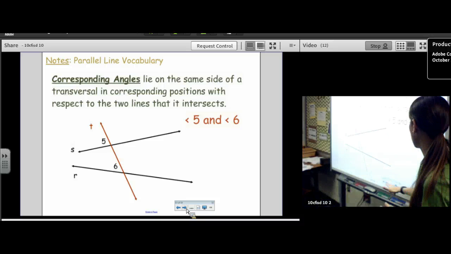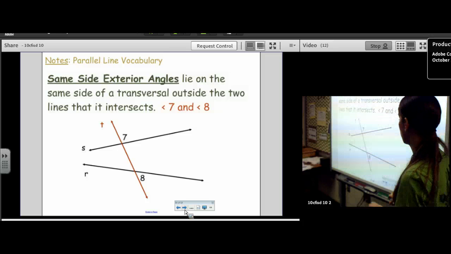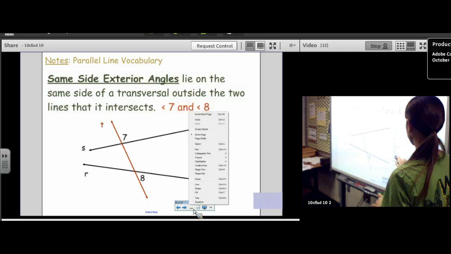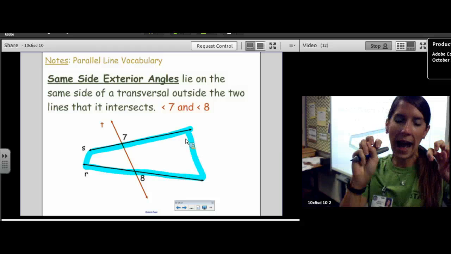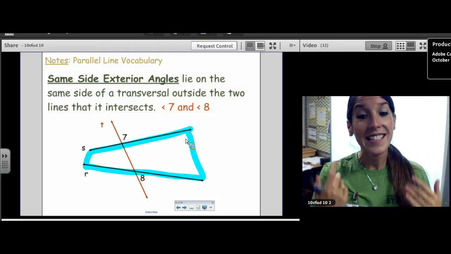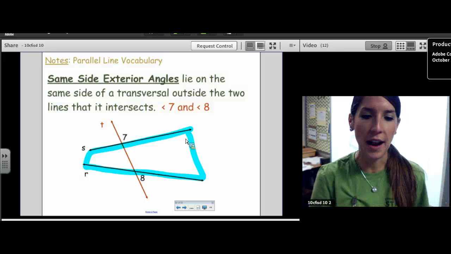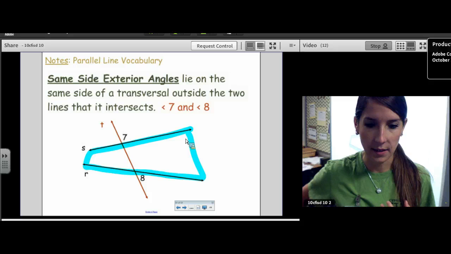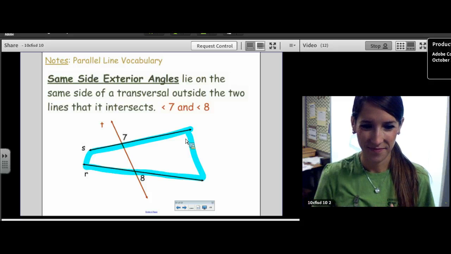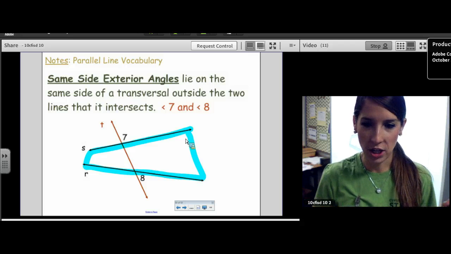Now we'll get back to the formula that we were using. The next one is same side exterior angles. Because you notice what I changed? On this one, if I draw my quote-unquote house, if I connect my lines, 7 and 8 are now outside. So they're exterior. They're the opposite of interior. So same side exterior angles. Angle 7 and angle 8. So write the word, mark your picture. Can I move on?